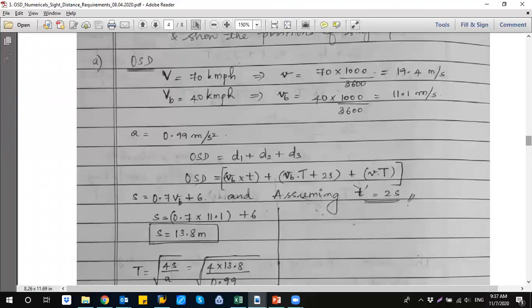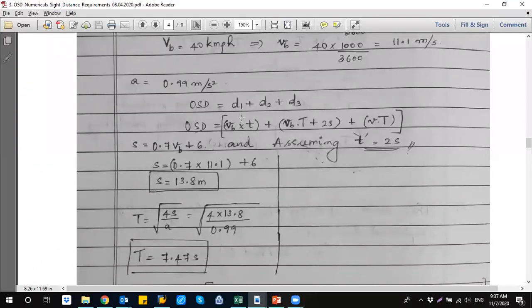So what is our OSD formula now? D1 plus D2 plus D3, correct? D1 was VB times T, correct? T is the reaction time of the driver. It is not given to you in this question. What you have to do is assume 2 seconds. And again, I'm stressing, when you are going to assume something, write it: assuming T is equal to 2 seconds.